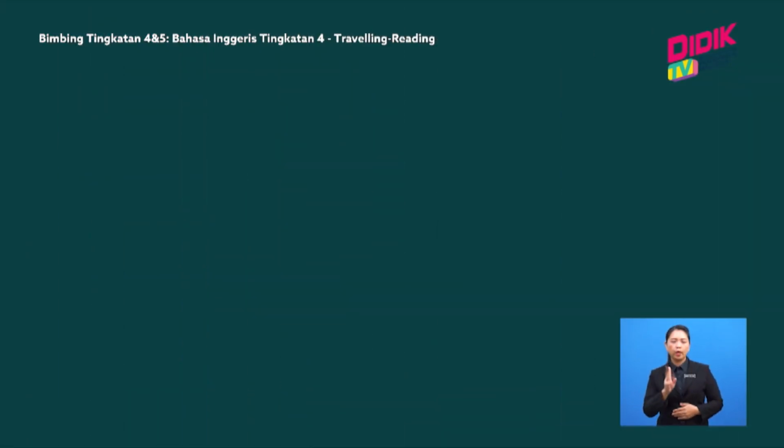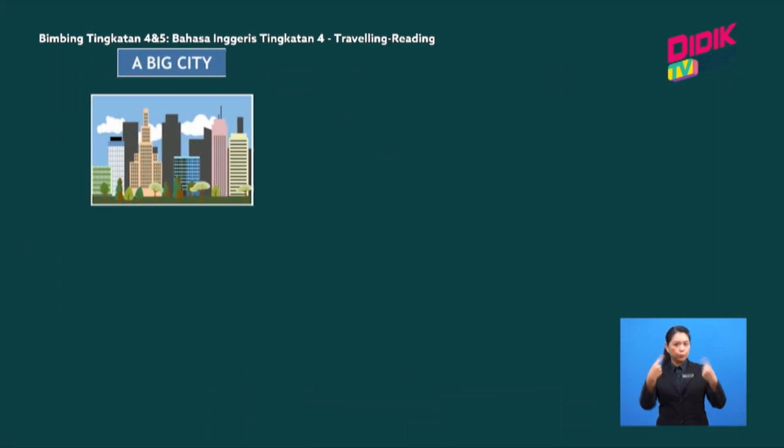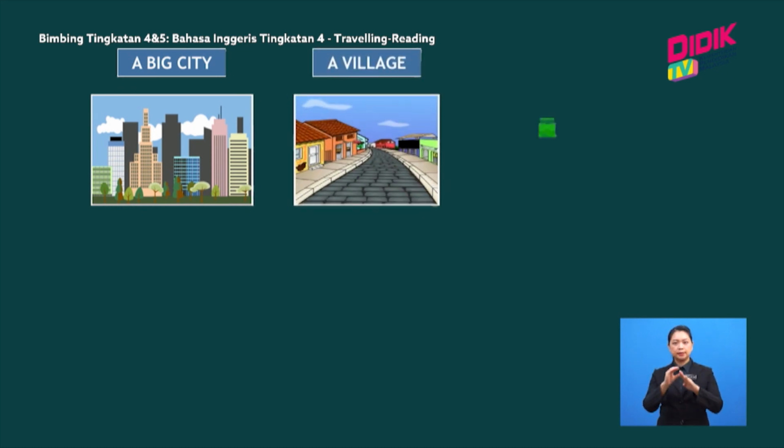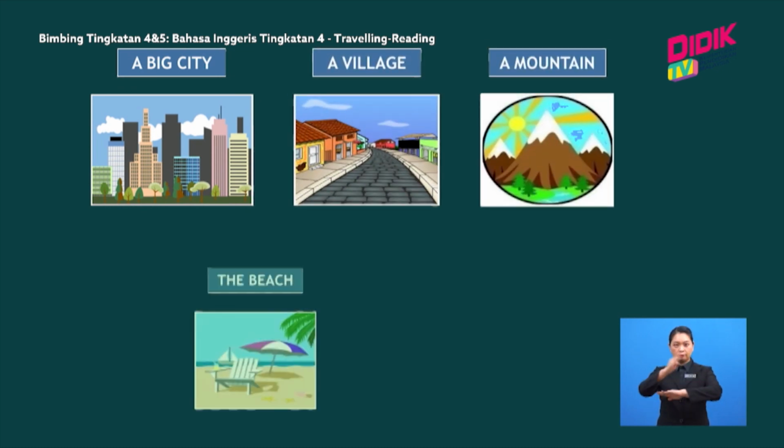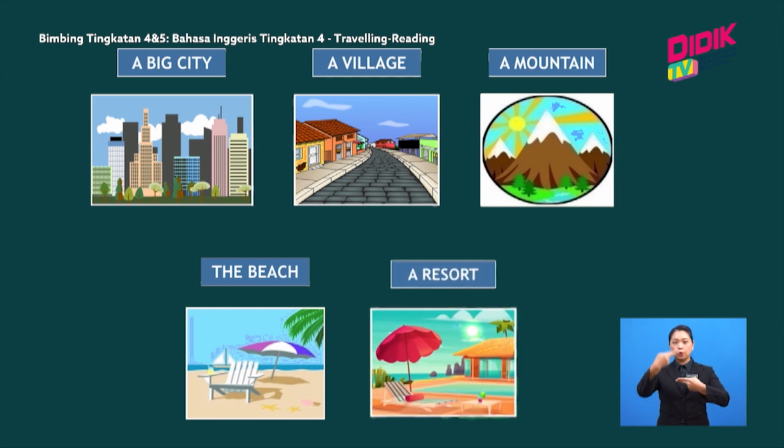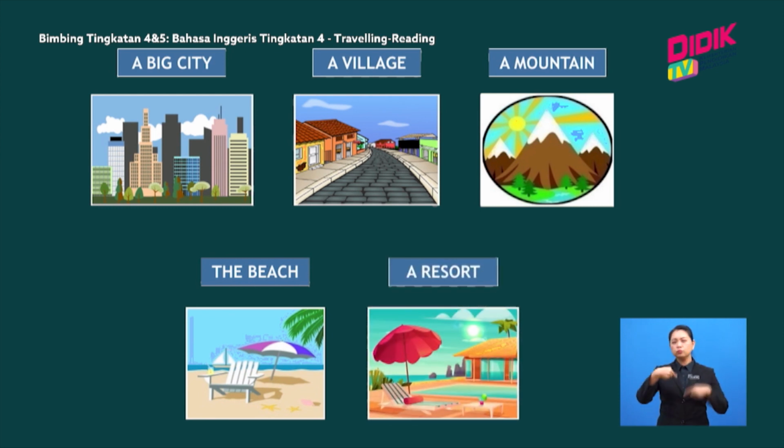You will learn some vocabulary which are related to traveling. They are very important. Look at all the pictures here. Where would you like to go? A big city, a village, a mountain, the beach, a resort? Where are you going to stay? You need to book the room in advance.